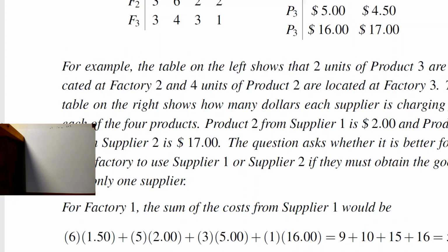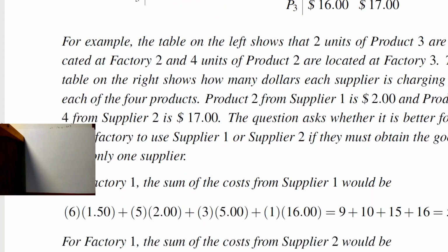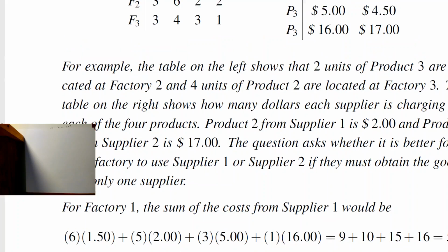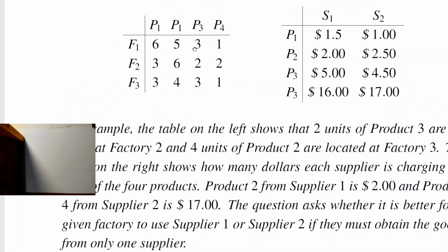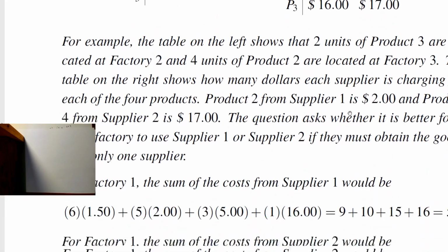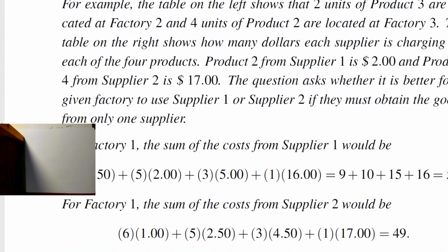So what we've actually got here is a matrix product, right? So we've got 6 times 1.5 plus 5 times 2.00. So these are dollar amounts times product amounts. So that is the first row of this one multiplied by the first column under S1. Right, so this is a matrix product. Okay, so taking that matrix product, then we have a 50 in the top left entry.